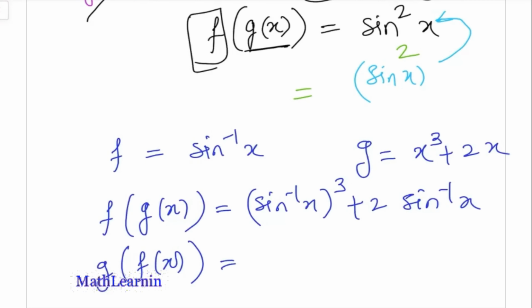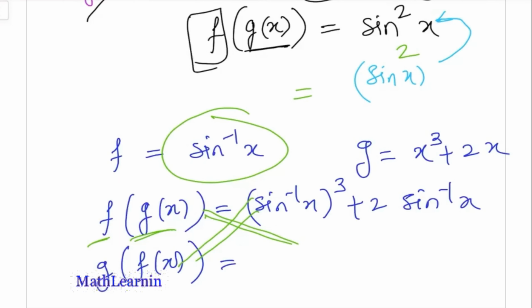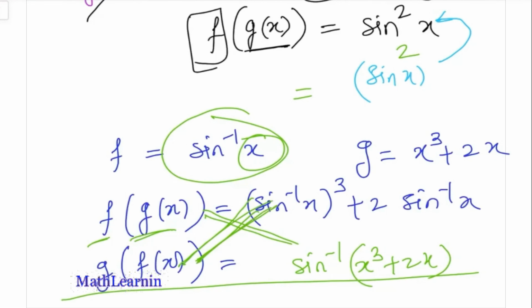Sin inverse x the whole cube plus 2 sin inverse x. Inside f I have to write g. So this is my f, in that I have to write g. So this is the answer of this example, right? And for the answer of this, inside f I have to write g. So this is my x, so it will be sin inverse of x cube plus 2x. So this is the answer of f of g of x.